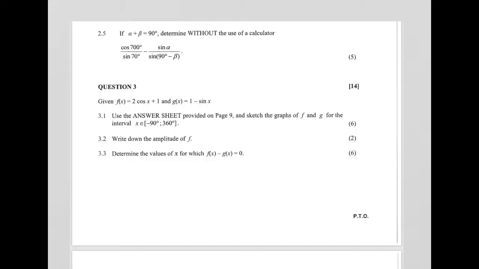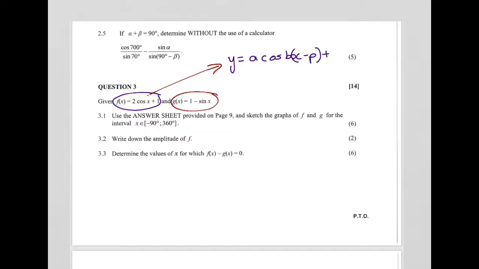Alright, grade 11's question 3 of June 2017, paper 2, your trig functions question. So we are being asked, for question 3.1, to draw the sketches of the given graphs. So the given graphs, 2 cos x plus 1 and 1 minus sine x. So let's just talk about what's happening here. They're giving you, from the original, y equals a cos(bx minus p) plus 1.